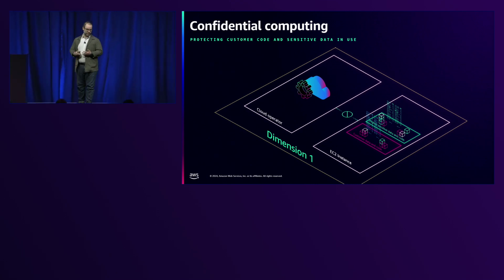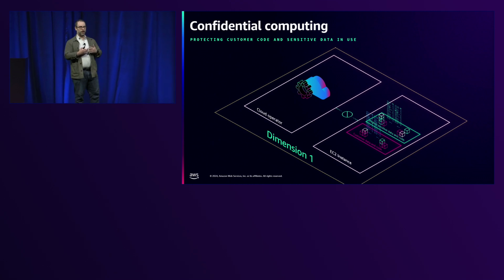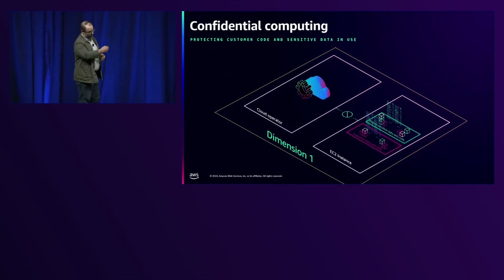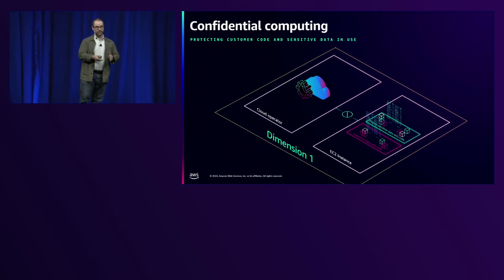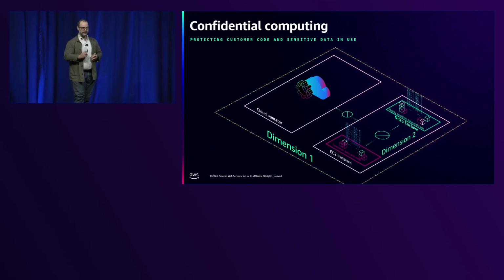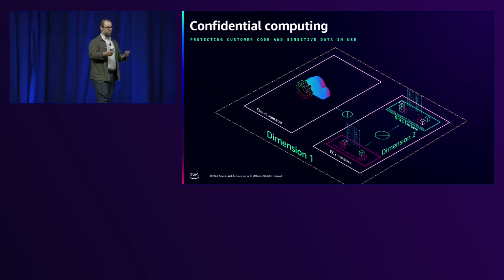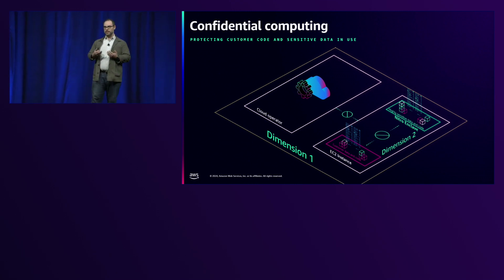The first one is really about the isolation of a cloud operator, or just infrastructure operator, from, for example, the contents of a customer's EC2 instance. This is that first dimension, as represented by the green line, demonstrating the separation between these two security domains. The second dimension is actually separation and isolation between components that run within a customer's EC2 instance.